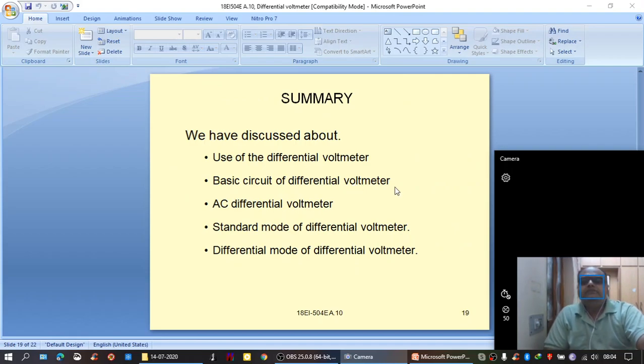So this is what we have seen. We have seen differential amplifier, differential voltmeter and its basic circuit, AC differential voltmeter, and differential voltmeter used in standard mode and differential mode.